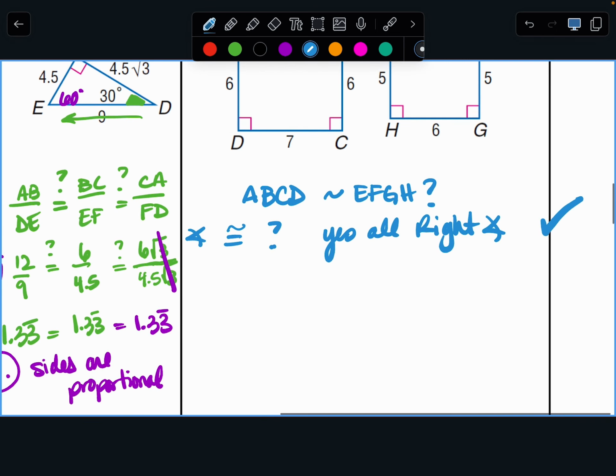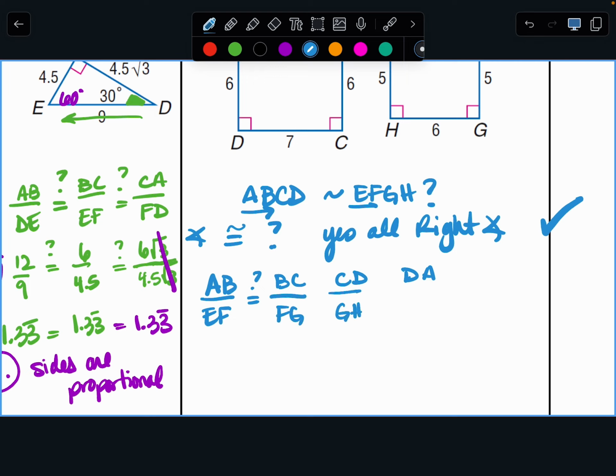So for sides, based on our shapes, we're going to have to say AB compared to EF has to be equal to BC, CD, DA compared to FG, GH, and HE. And they have to all be the same. This is the important part. Are they the same?